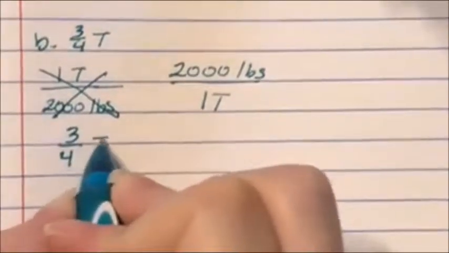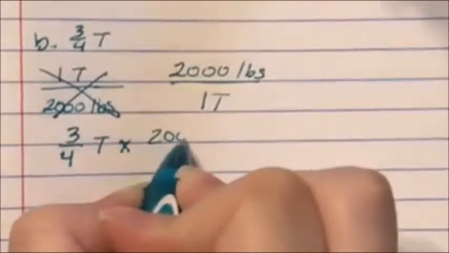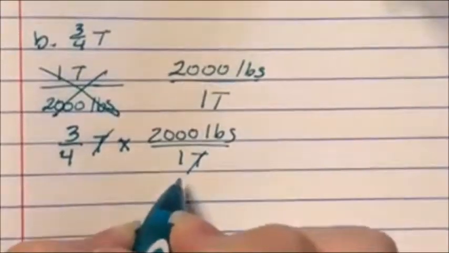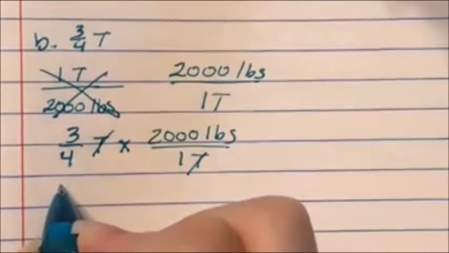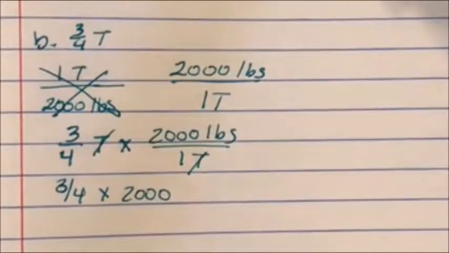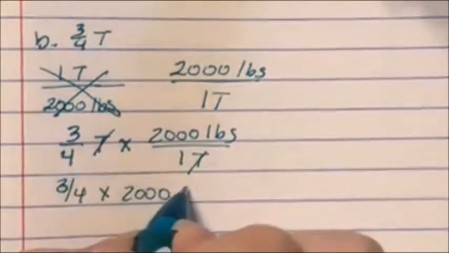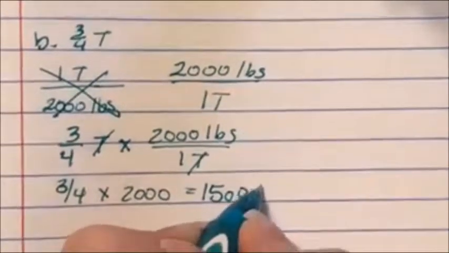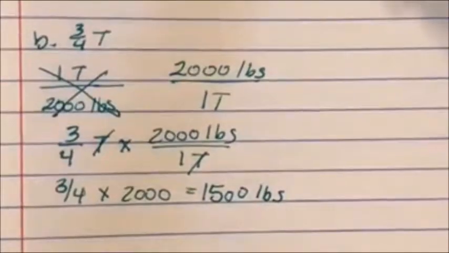So I have 3/4 tons times 2,000 pounds over 1 ton. The tons cancel. So now I have 3/4 times 2,000, which equals 1,500 pounds. Okay, so for letter B, 1,500 pounds.